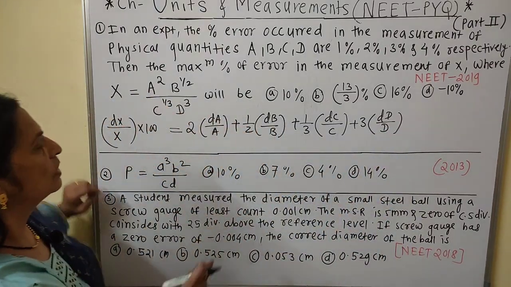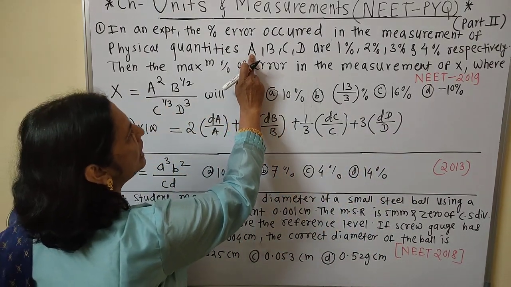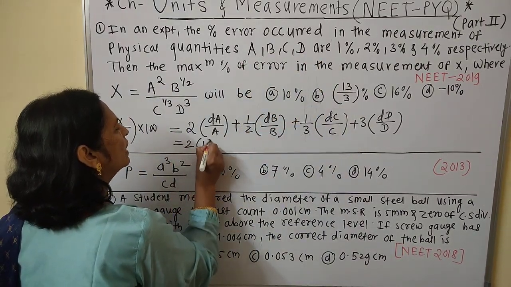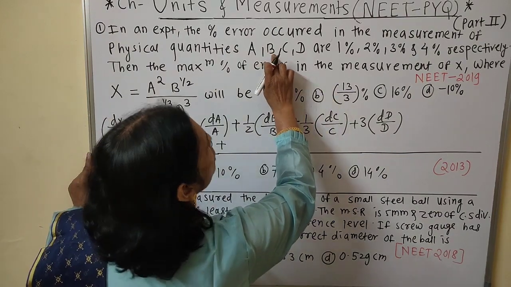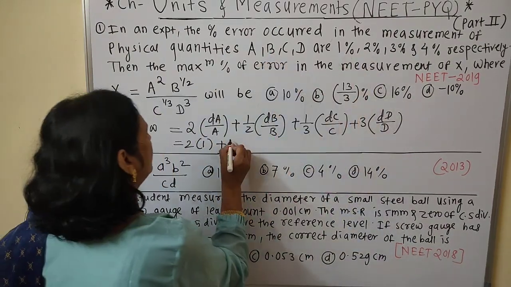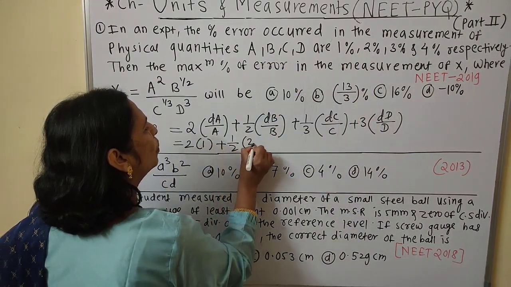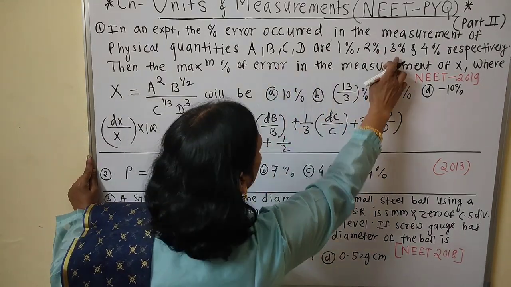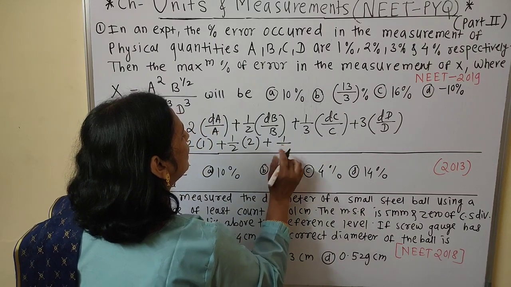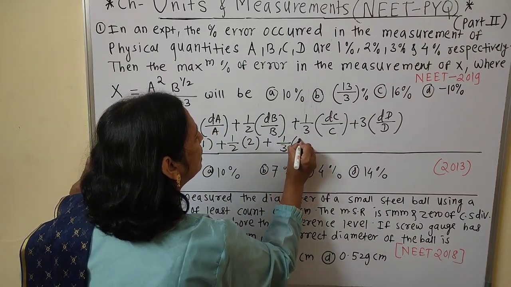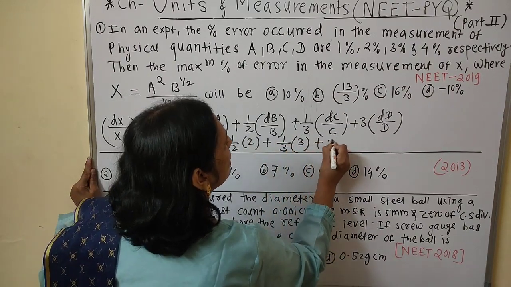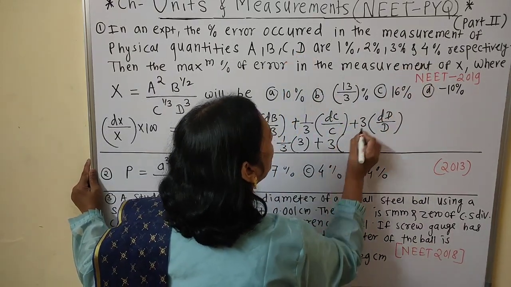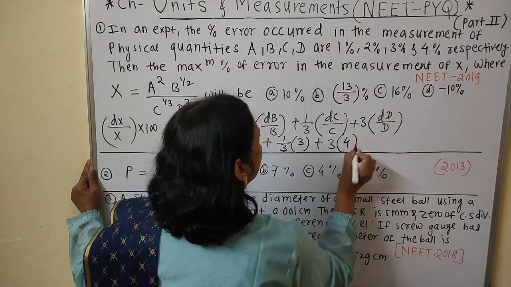Then we know that percentage error while measuring a is 1%, means 2 into 1. Then in case of b, that is 2%, means half into 2, plus measuring c, that is 3%, means 1/3 into 3, plus measuring d, that is 4%, 3 into 4.